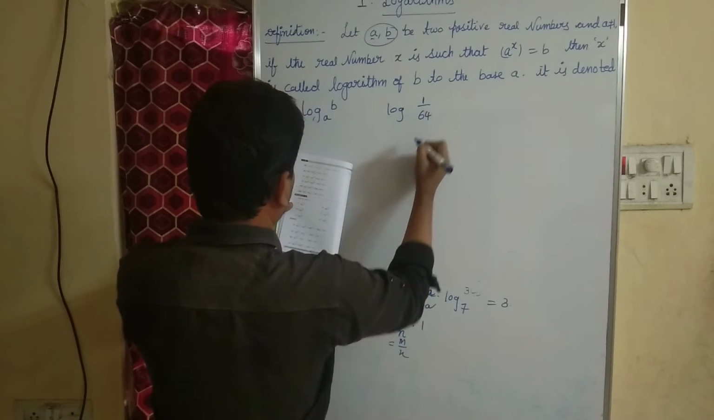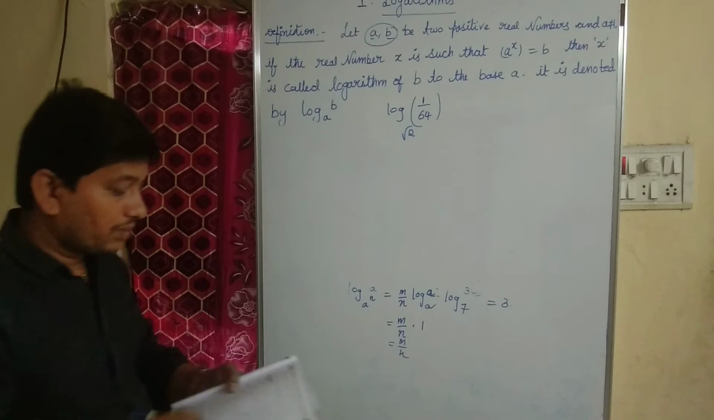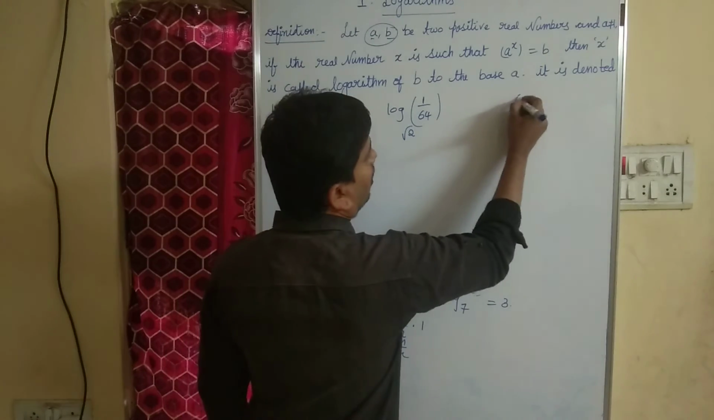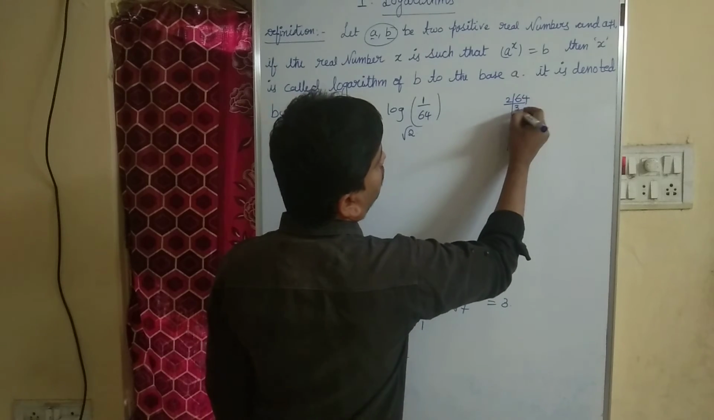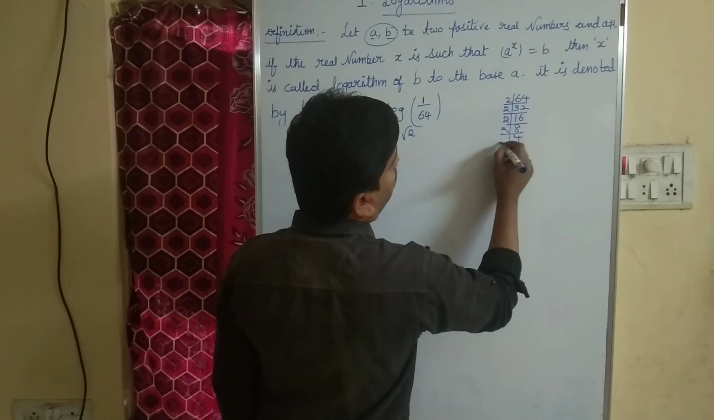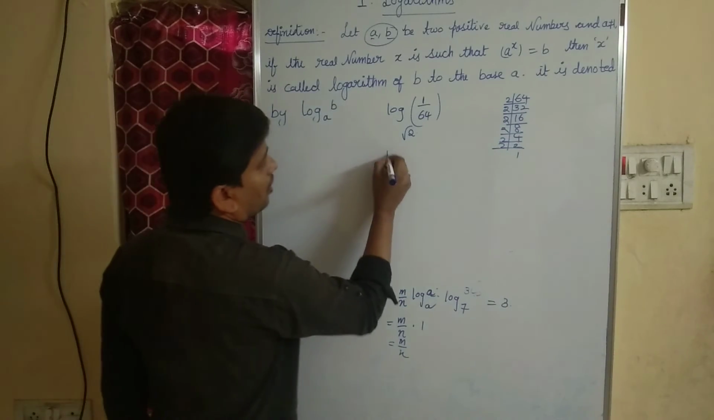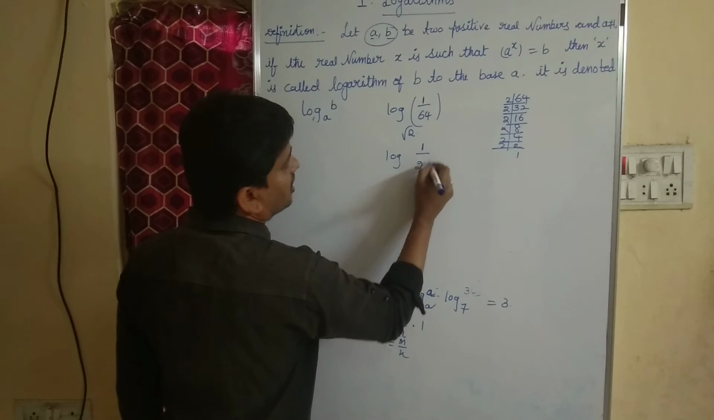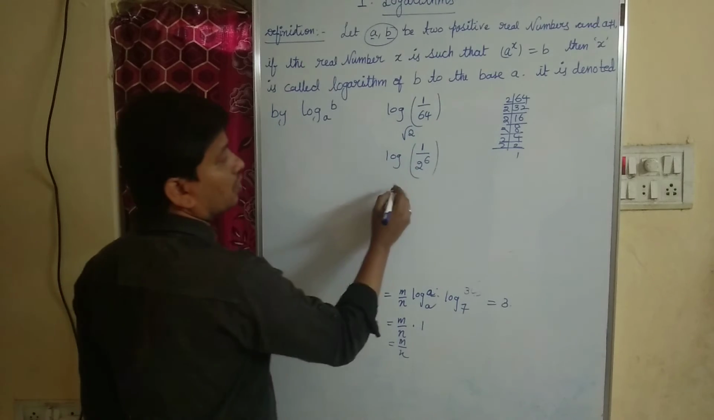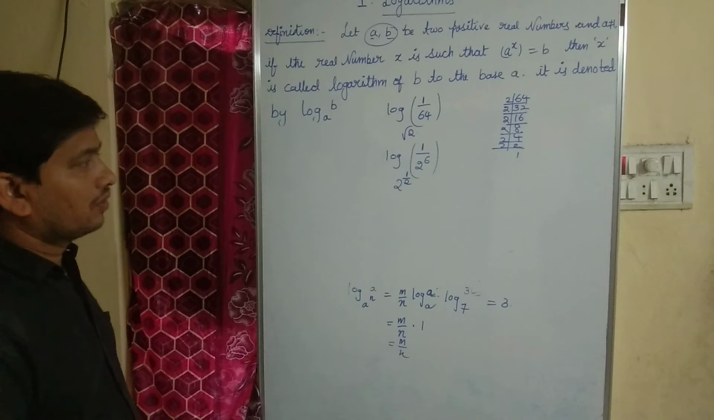Log 1 by 64 to the base root 2. Yes, how can I write 64? I can write 64 as 2 to the power 6, since 2, 4, 8, 16, 32, 64. So log 1 by 2 to the power 6, and the base is root 2. Root 2 I can write as 2 to the power 1 by 2.